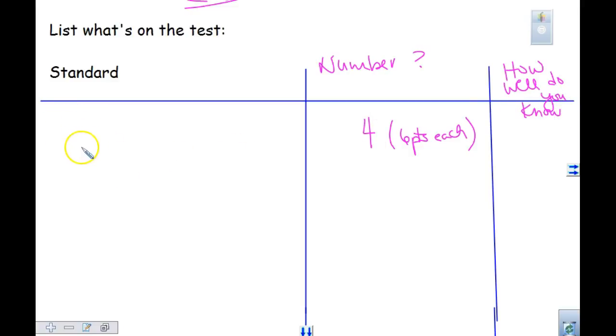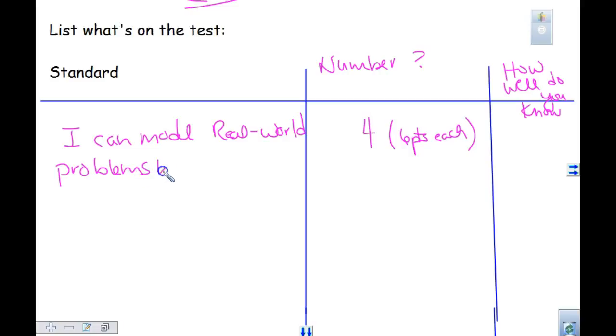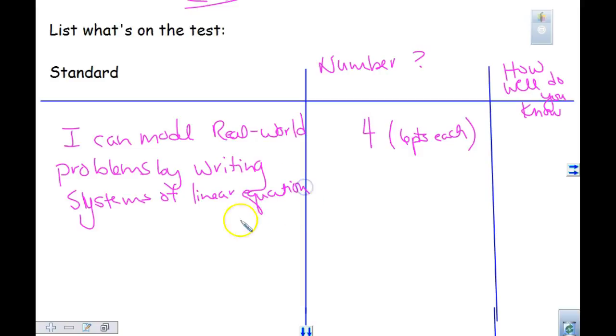So the first standard: I can model real world problems by writing systems of linear equations and inequalities. I bet you can. We're going to make sure it's just the real world problems, not just modeling. So you might have to write your two equations from a story problem, or it might be linear inequalities.